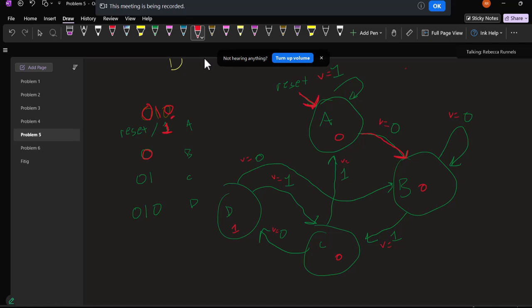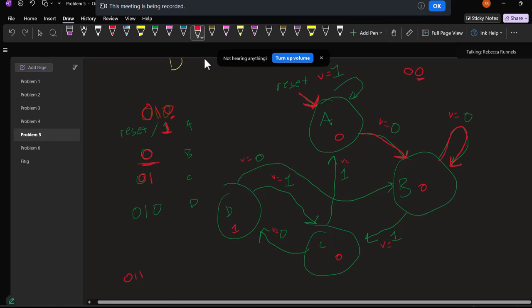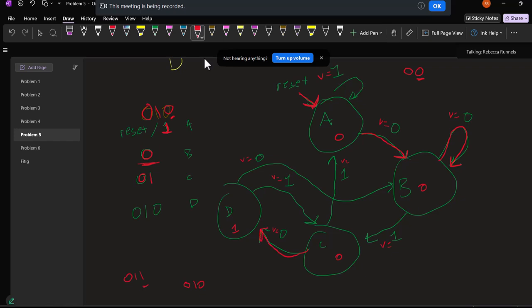But if I'm in state B, that means I've gotten a 0. If I get another 0, it is still true that my last bit received was a 0, so I stay in state B. If I'm in state C, that means I have a 0, 1. If I have a 0, 1 and then I get a 1, that puts me all the way back at state A, because my last bit is a 1, which is state A. But if I'm in state C and I get a 0, that means I've gotten the sequence I want. That brings me to state D.